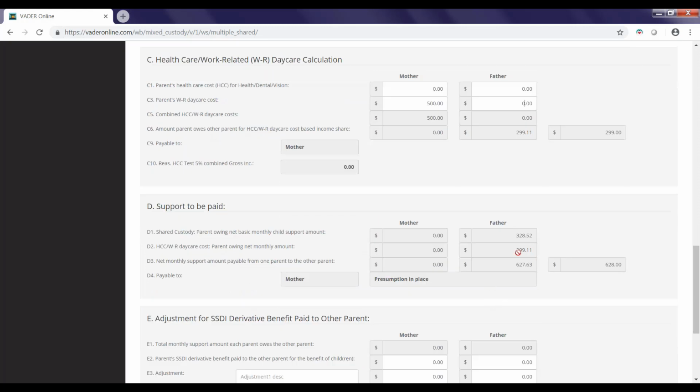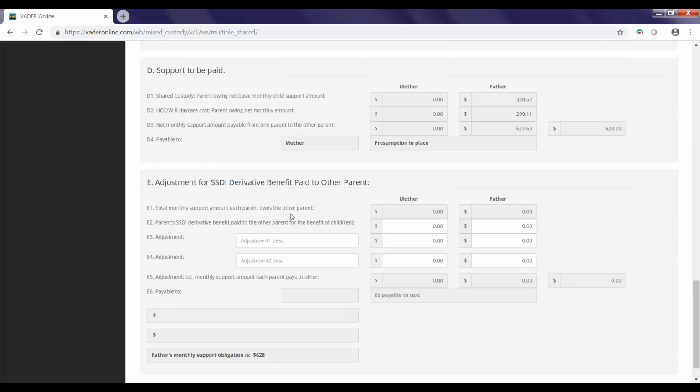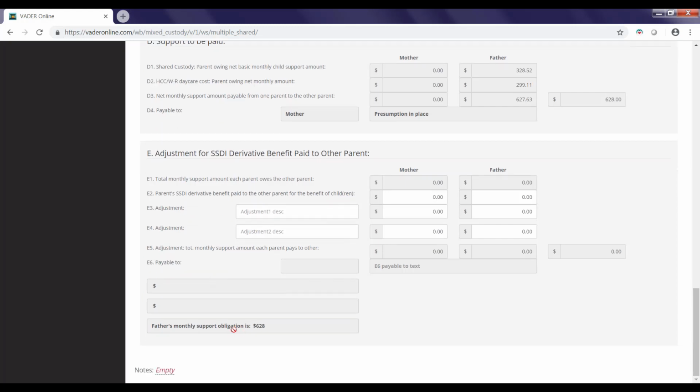So we add that $299 down here to dad's obligation of $328. His total obligation, rounding up, is $628 per month. Now, if you have a case with a Social Security benefit that's paid to the other parent, that can be taken into account down here in subsection E. But again, father's monthly support obligation is $628.